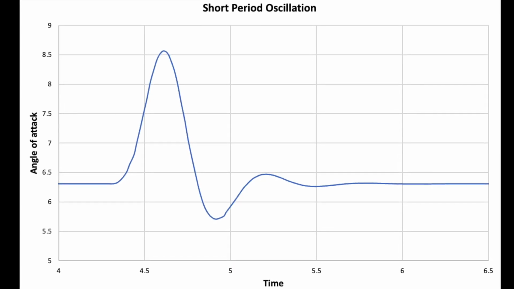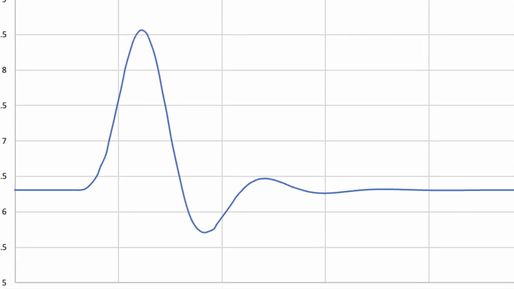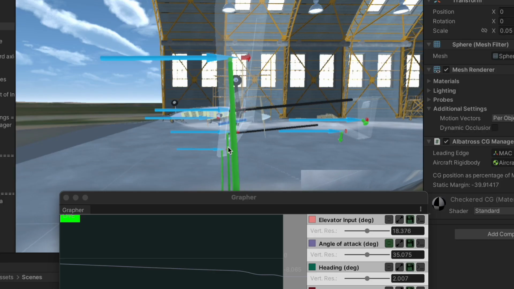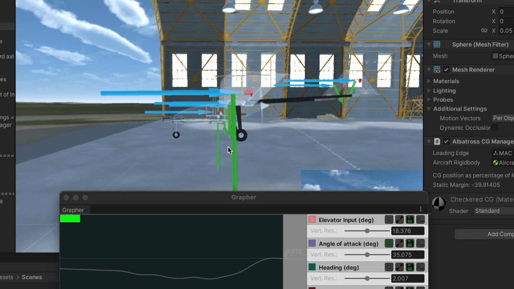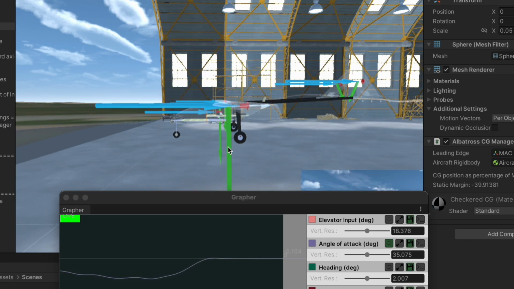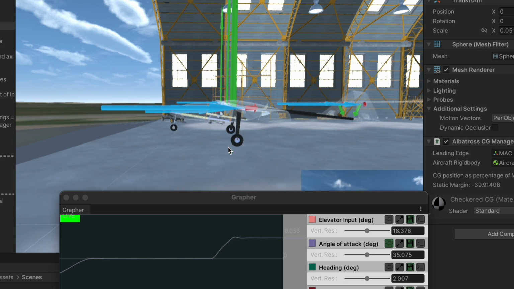The short period shows how the aircraft responds to sudden changes in pitch. Here the damping ratio is 0.531. The CG should be optimally placed to allow for a reasonable amount of elevator input to produce acceptable pitch control. Here it is shown that a CG of 10% MAC, even with maximum control input, leads to a limit of 9 degrees of angle of attack.